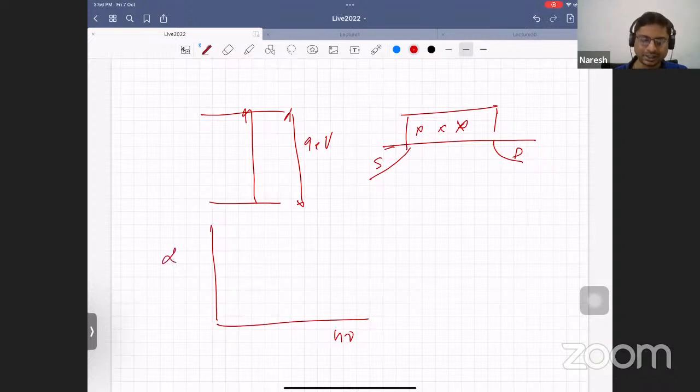Versus h nu. And then I said, for a direct bandgap semiconductor, it will be like this. I mean, for others, just ignore it. I'm parallelly teaching another course, so in that, I talk about all this. It's okay if you don't understand.